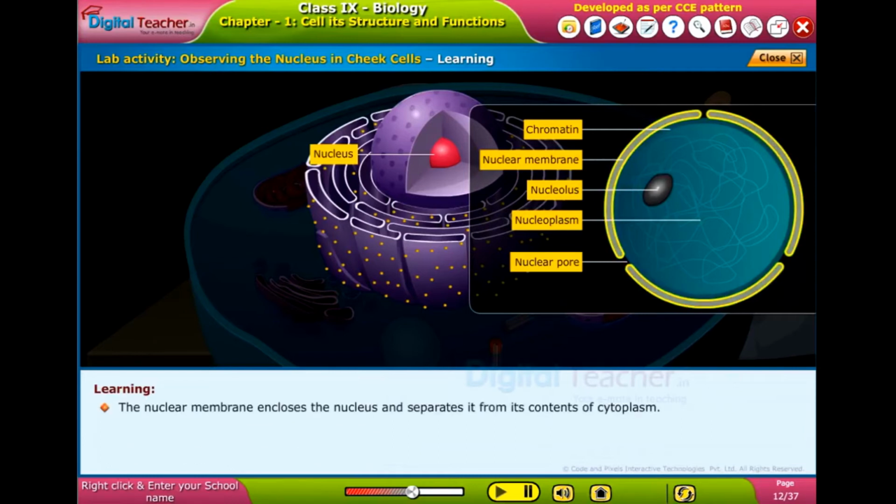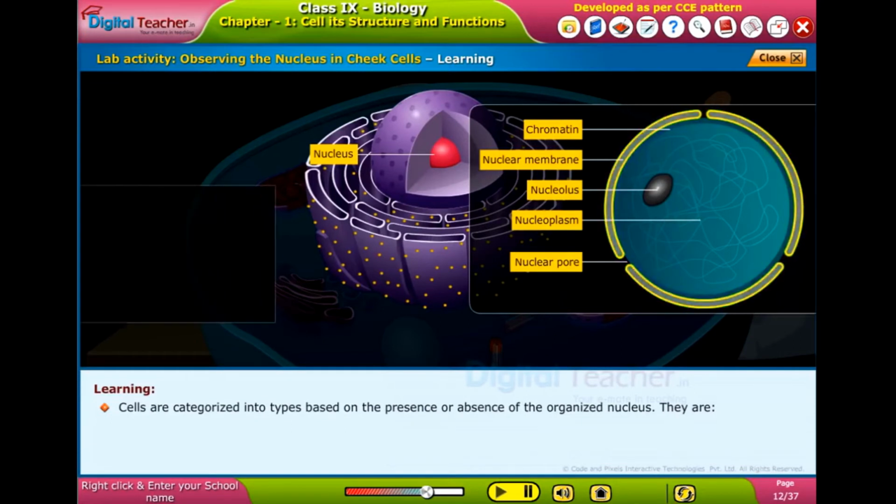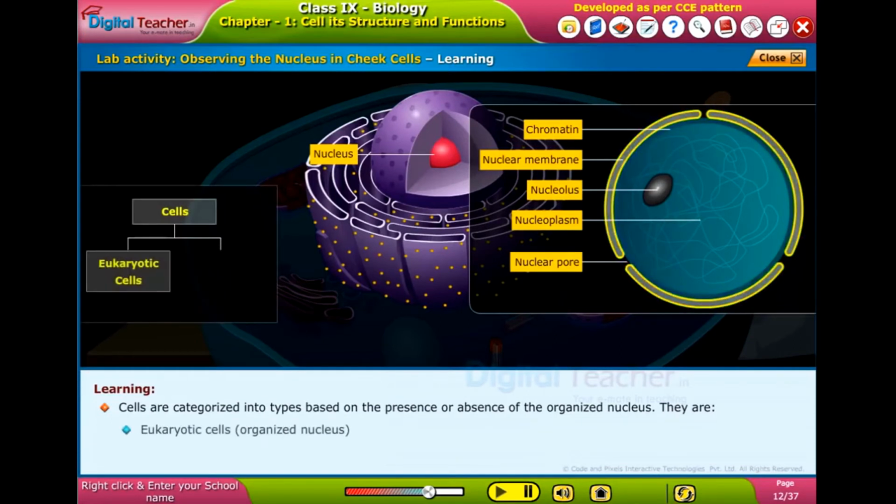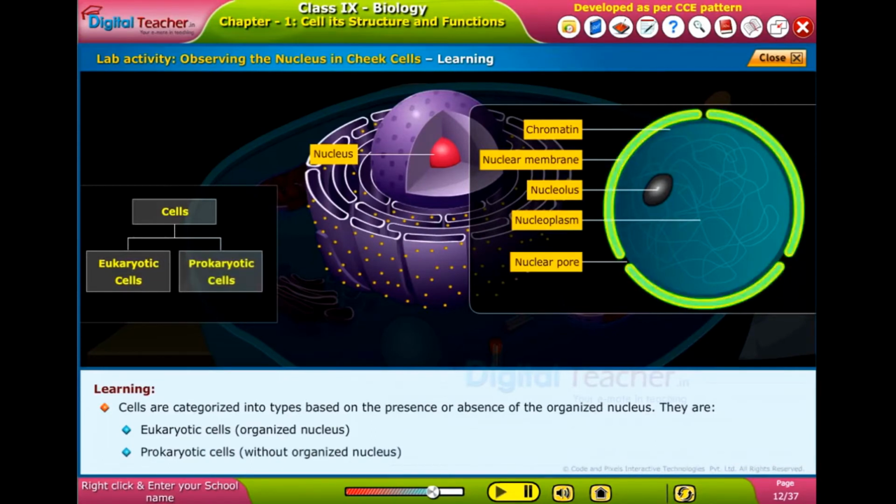The nuclear membrane encloses the nucleus and separates it from the contents of cytoplasm. Nuclear membrane is similar to the cell membrane. Cells are categorized into types based on the presence or absence of the organized nucleus. They are eukaryotic cells, with organized nucleus, and prokaryotic cells, without organized nucleus.